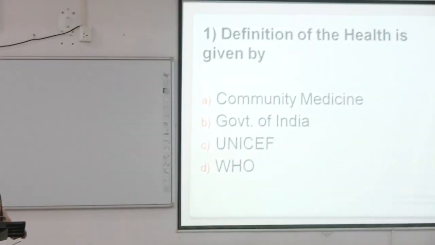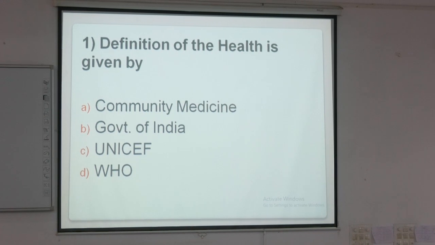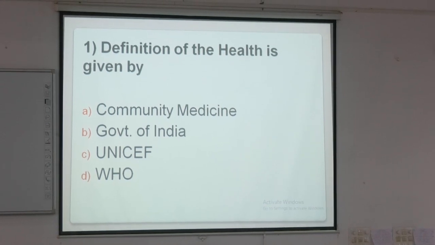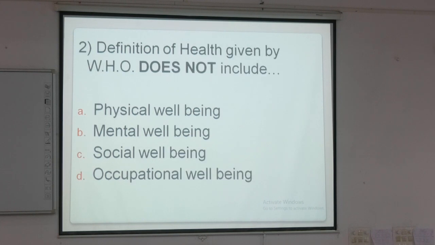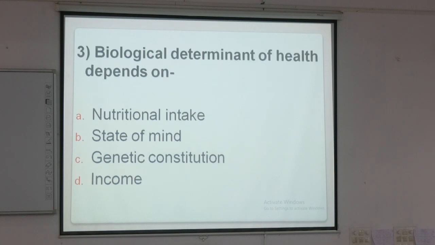ক্লিয়ার? এখানে আমরা একটা ছোট্ট করে একটা কোয়েশ্চেন অ্যান্সার সেশন করব। সো definition of health is given by, কে বলবে? হাত তোলো, বলো। ভেরি গুড। WHO ফুল ফর্ম কি? ভেরি গুড, ভেরি গুড। ঠিক। আচ্ছা, definition of health given by WHO does not include, what it does not include? Physical, mental, social, occupational. Which one? Very good. Occupational. Biological determinants of health depends on nutritional intake, state of mind, genetic constitution, income.